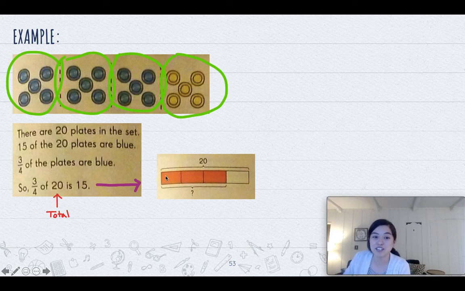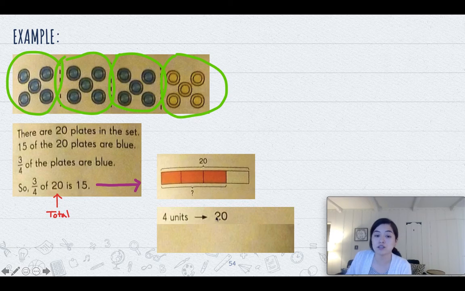And to find out how many is 1 unit, we have to write down what we know. We know that 1, 2, 3, 4 units, and unit means one of these boxes here of equal size, okay? 1, 2, 3, 4 units is how many? It's 20. Okay? So 4 units is 20. But how many is 1 unit?